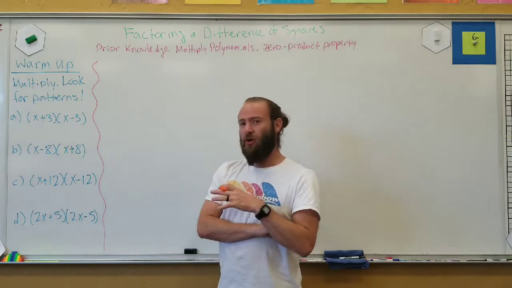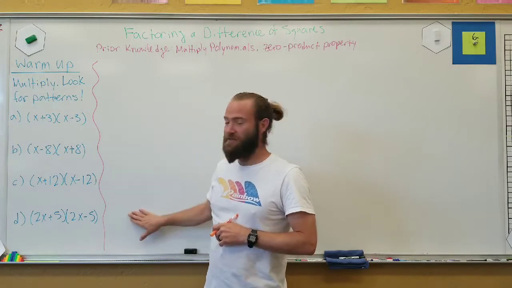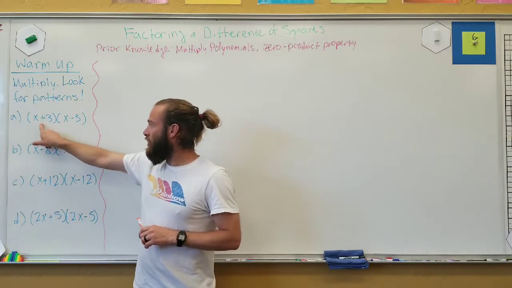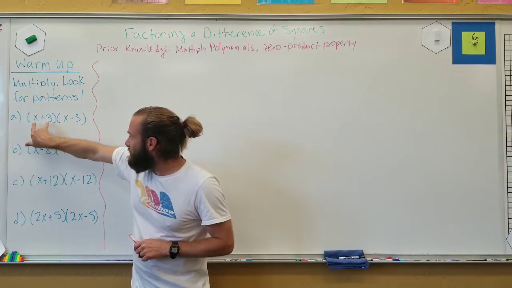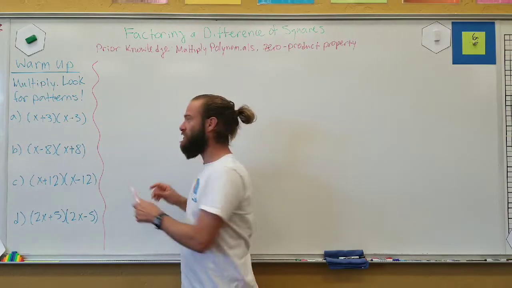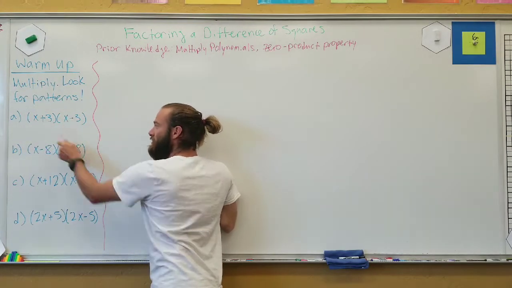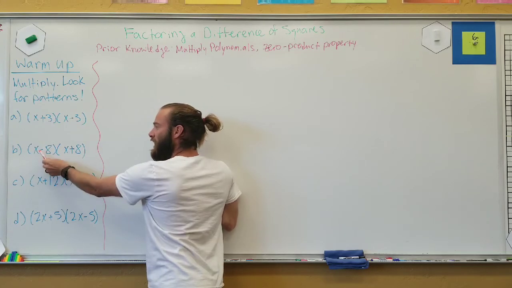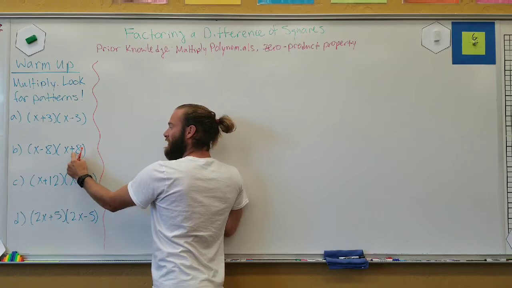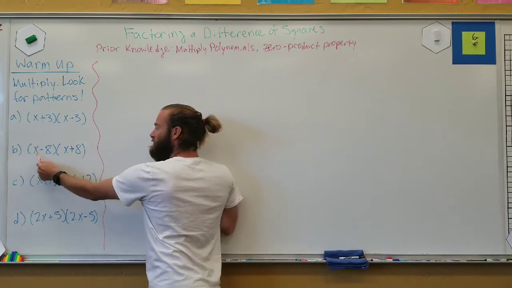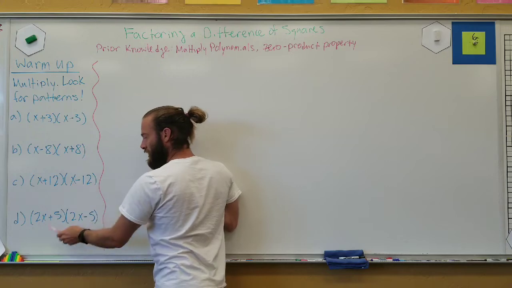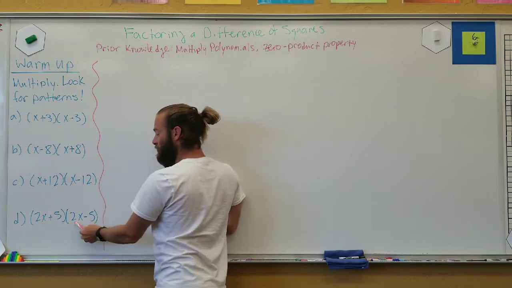All right, so hopefully you notice something happening with each one of these. Now if you look at each one of these very carefully, you'll notice it's always the sum times the difference of two identical things. So in this case, it's x and 3. So x plus 3 times x minus 3. And this one, well, the difference is first, but it doesn't really matter which order, right? So we have the sum of x and 8 times the difference of x and 8. And then x and 12. And then here 2x and 5 and 2x minus 5.